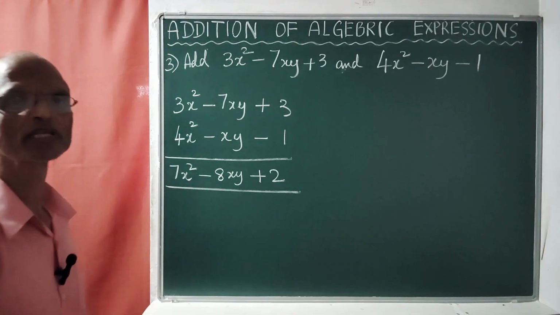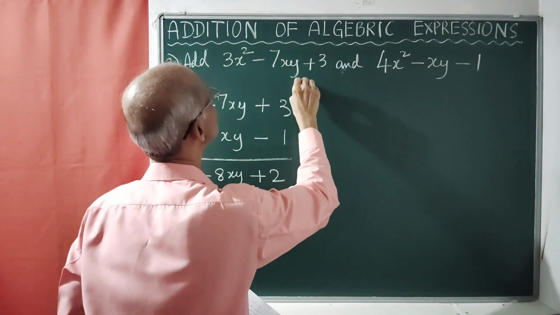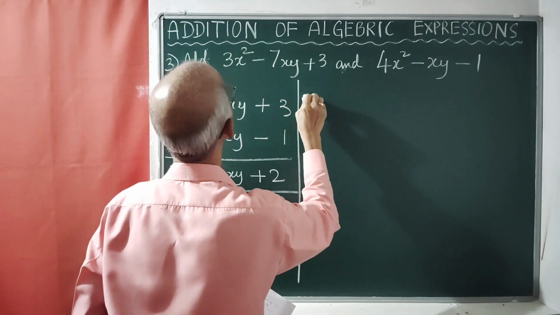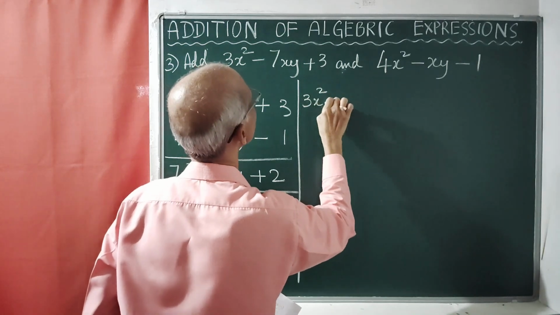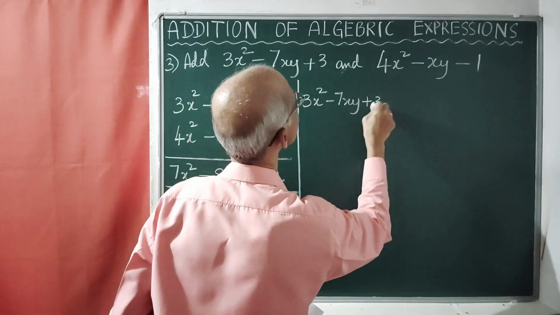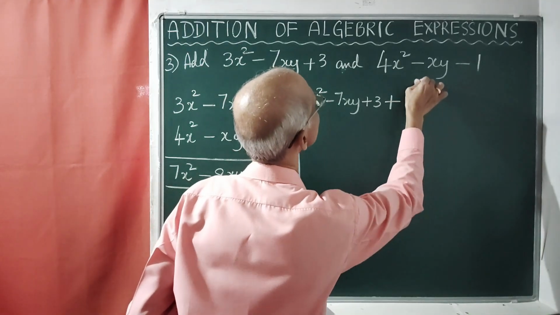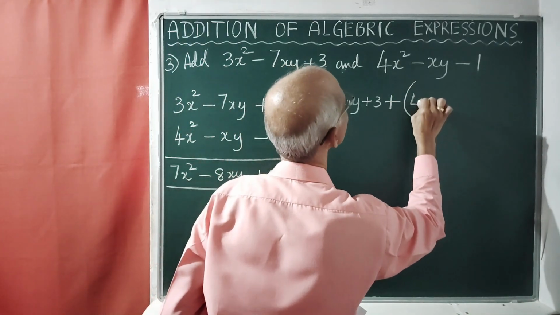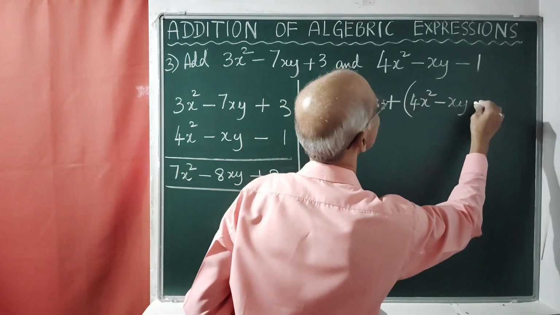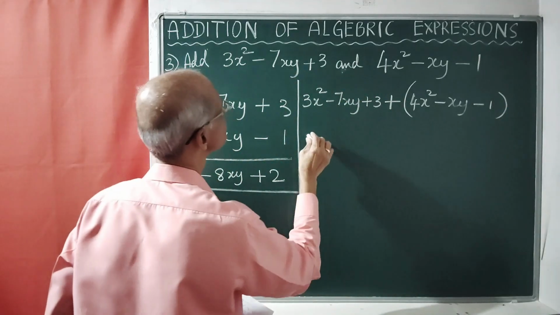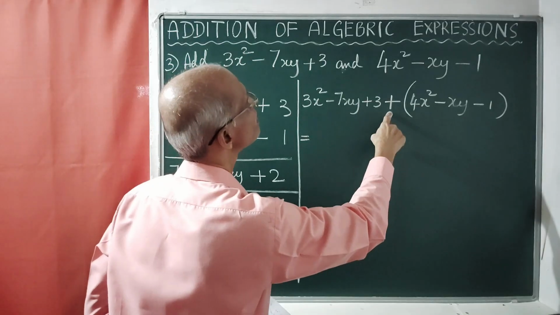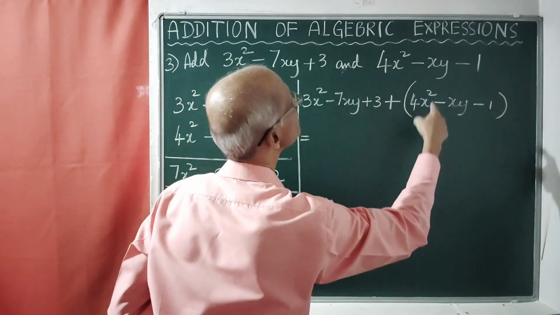Now same sum we'll do it in the row method. So write it in a row. 3x square minus 7xy plus 3, put one plus, open the bracket, write the whole thing within the bracket. 4x square minus xy minus 1. Write the first expression here, put one plus, open a bracket, write the whole thing within the bracket.